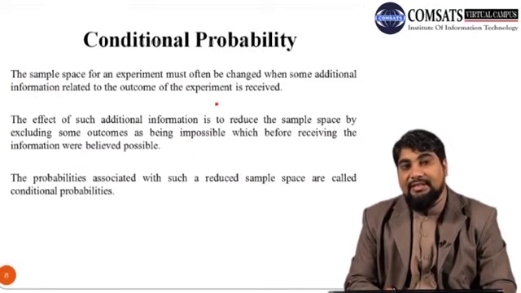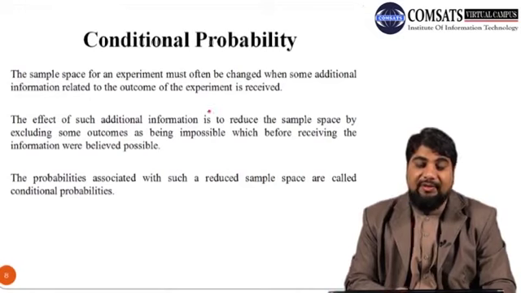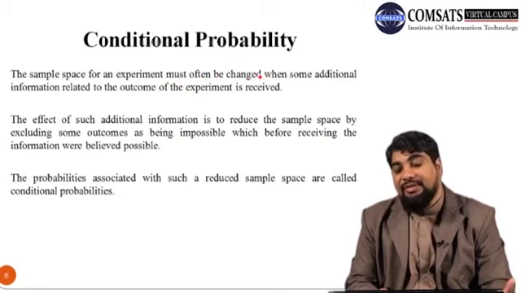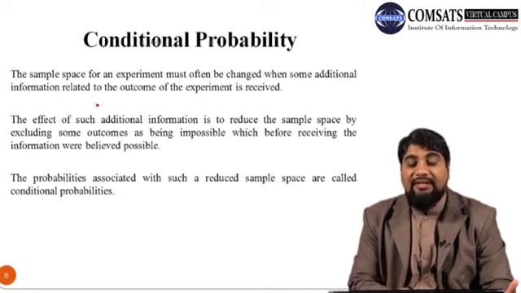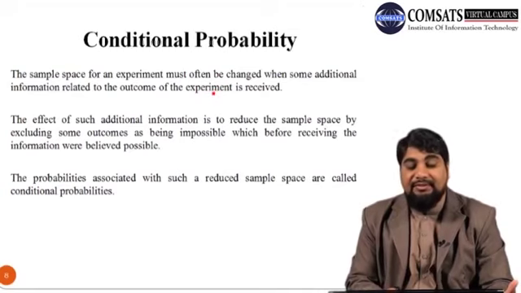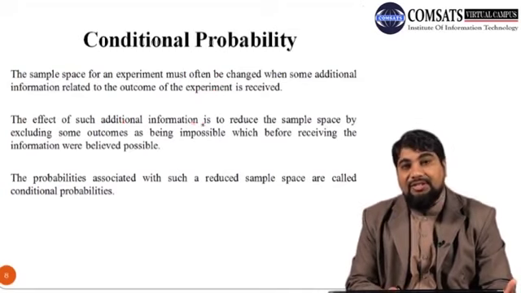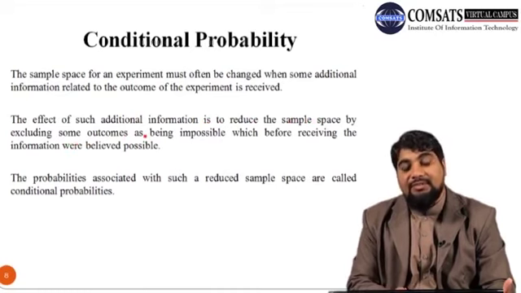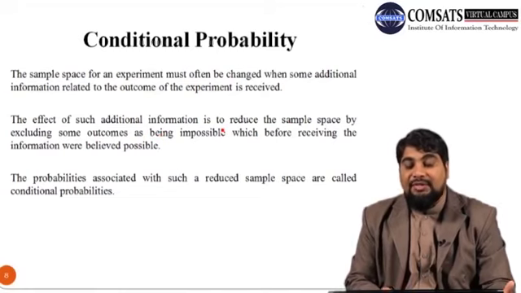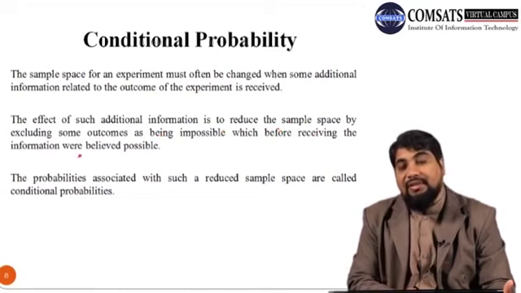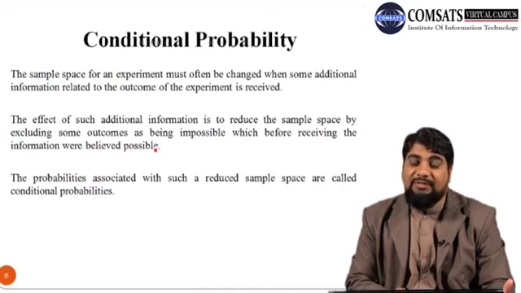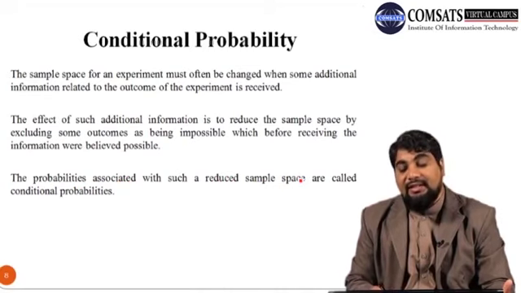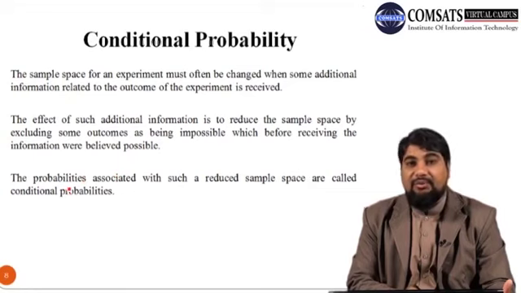So now we discuss the concept of conditional probability. The sample space for an experiment must often be changed when we have some additional information related to the outcome of the experiment. The effect of such additional information is to reduce the sample space by excluding some of the outcomes as being impossible, which before receiving the extra information were believed possible. So the probabilities associated with such a reduced sample space are called conditional probabilities.